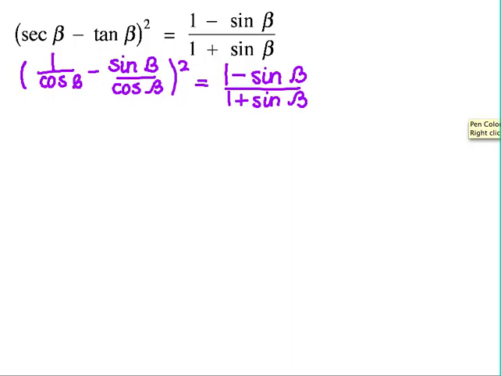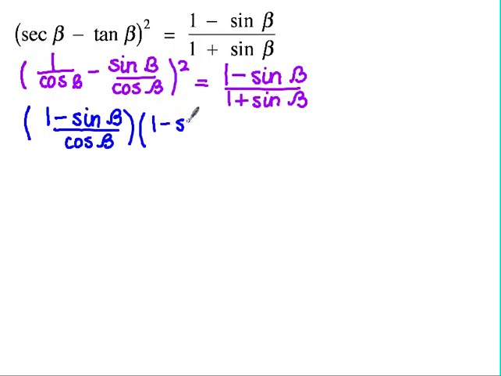So now, what do you notice about the parentheses? They're both the same denominator, so that's what's really nice, because now I can write that as 1 minus sine over cosine. Now, what does it mean to square something? So I'm going to also take it times itself, because I'm going to get rid of that squared. And I'm going to show that that equals 1 minus sine over 1 plus sine.